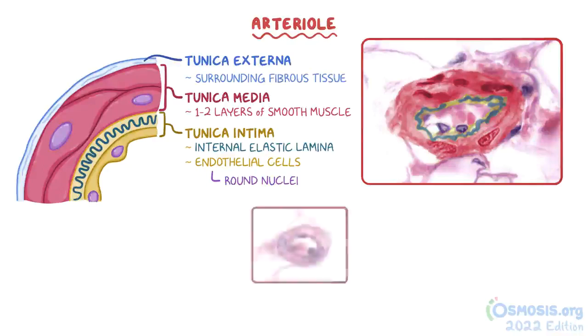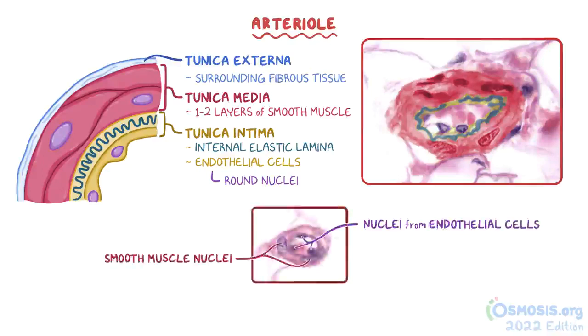Here's an example of a smaller arteriole. We can see 3 nuclei from endothelial cells and 2 smooth muscle nuclei. In smaller arterioles like this one, the internal elastic lamina is not present.